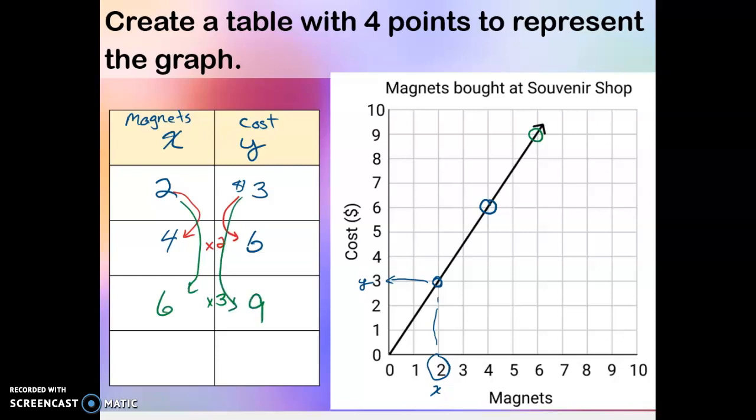Now you do need a fourth point, and there's no longer room on the graph, but we know that we can go ahead and do times 4. It would be the next one. So 2 times 4 is 8. 3 times 4 is 12.